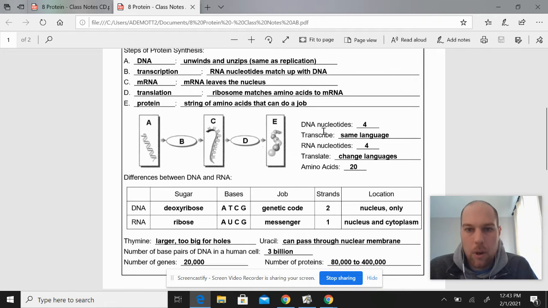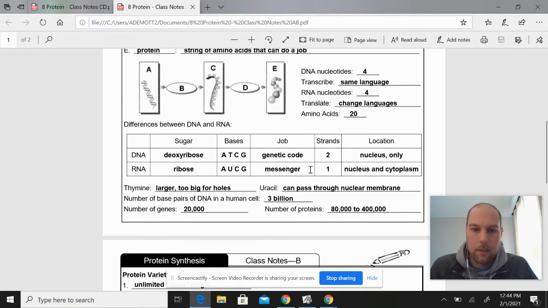Some other things to note is that, again, there's 4 different nucleotides on these. Both DNA and RNA have 4 nucleotides. They share 3 of them. There's 20 types of amino acids. So remember, we've gone through those codon charts and the wheel and stuff. There's 20 of them. Again, amino acids are just the building blocks of proteins.